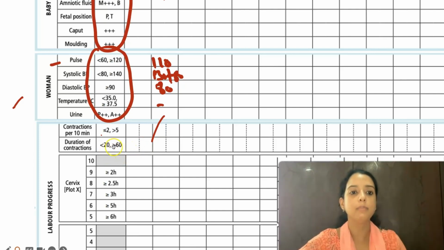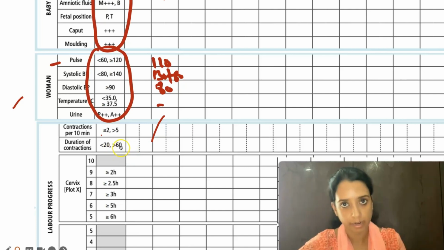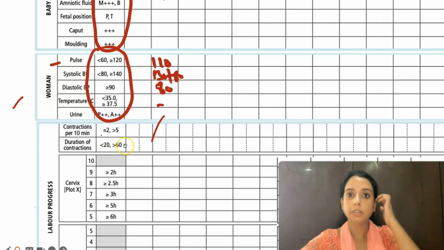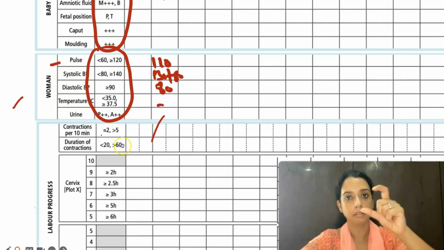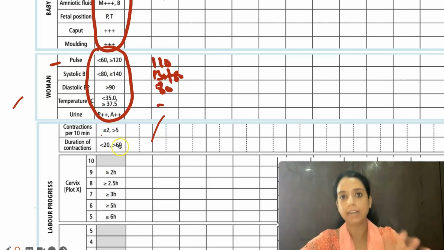One thing has been removed here which was there in the older partogram, and that is the strength of contractions. The strength of contractions, which we used to label by putting the dot or the line on that square, has been removed.